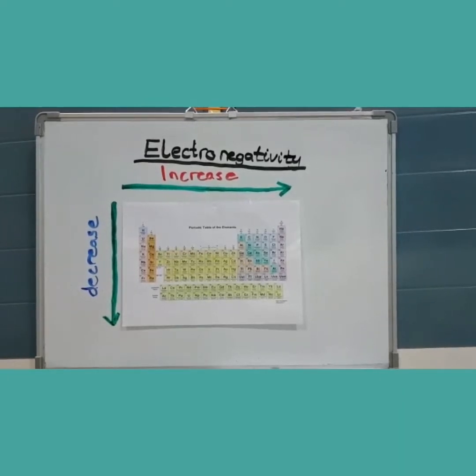As you move from left to right, the electronegativity increases. That is because of the increasing number of protons. The effective nuclear charge increases as you move across a period because of the increasing number of protons. And as this increases, electrons are attracted much more strongly, resulting in the increase of electronegativity.